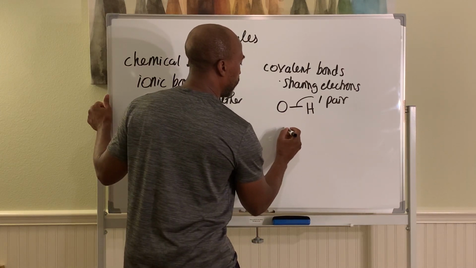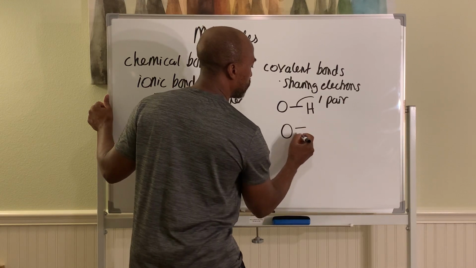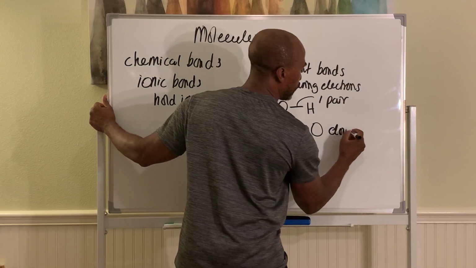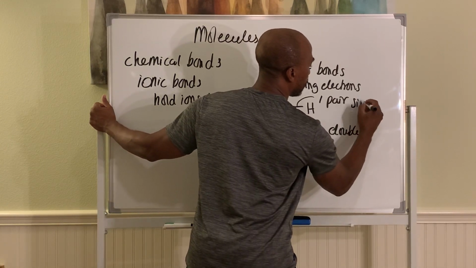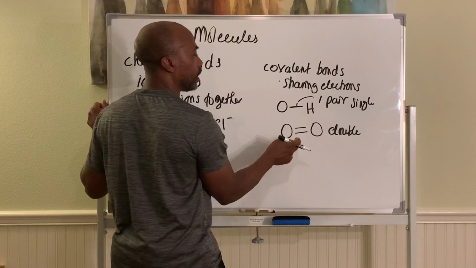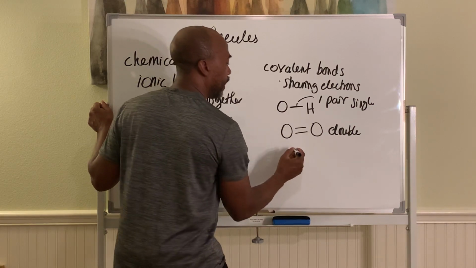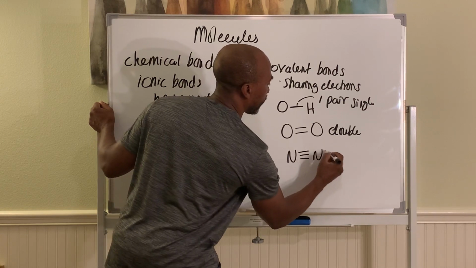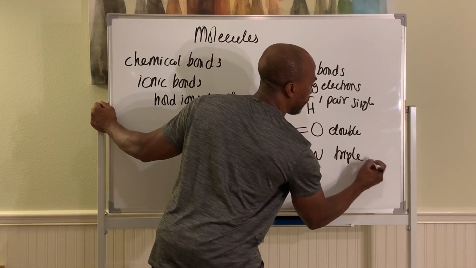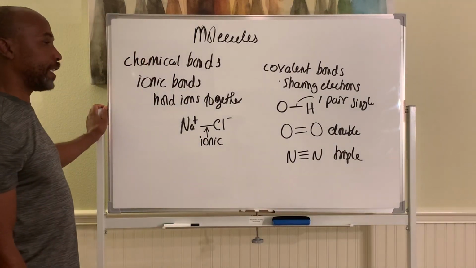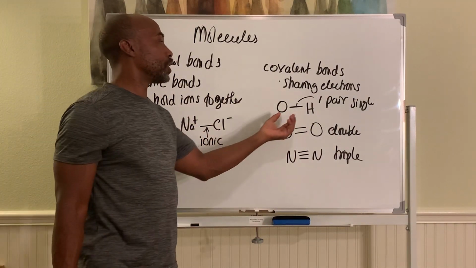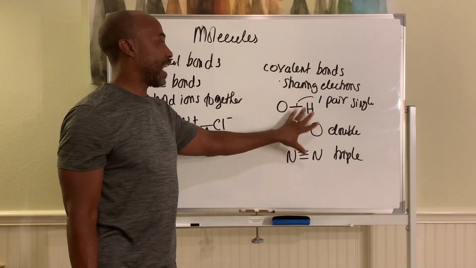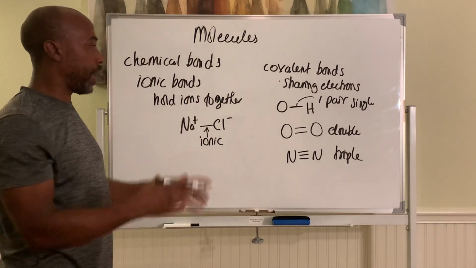You may also have a situation where you share 2 pairs of electrons. That's a double bond. A single bond where you share 1 pair of electrons, 2 pairs of electrons, double bond, and you also have cases where you share 3 pairs of electrons. Triple bonds. So covalent bonding is based on sharing pairs of electrons between the atoms in a binding pair.